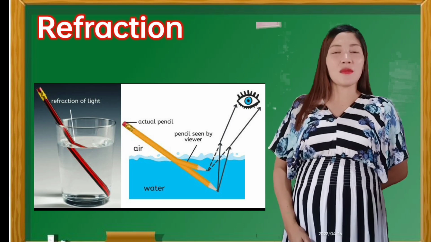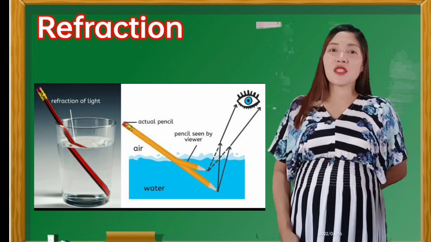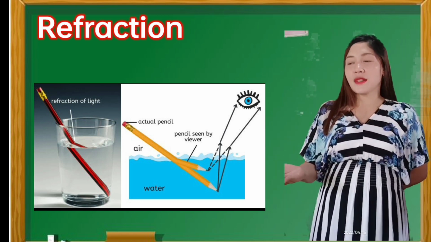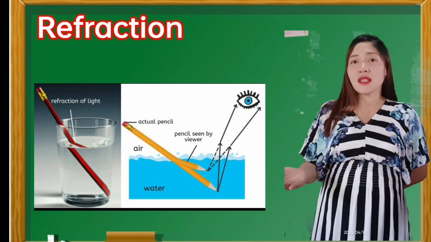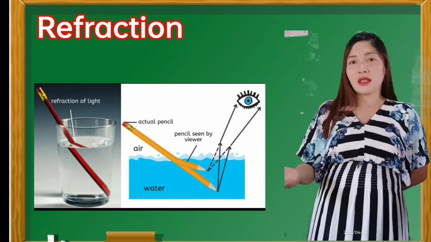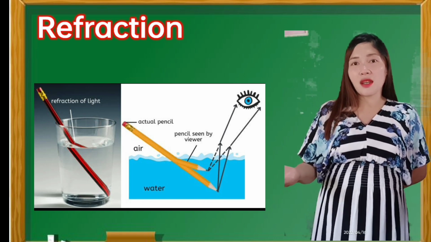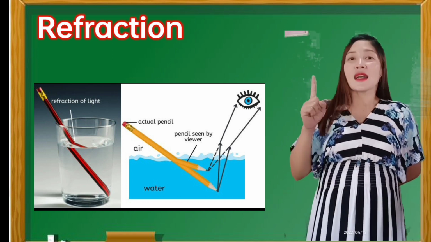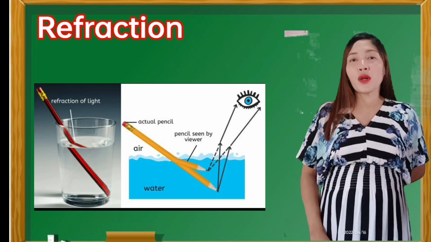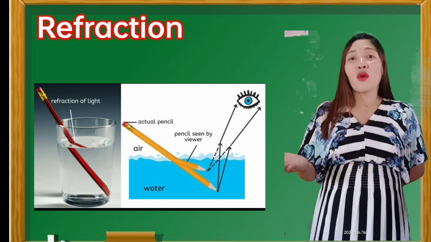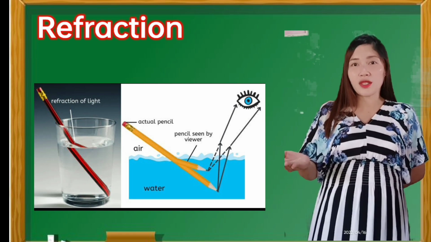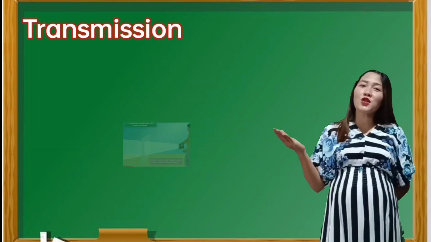Next is refraction. Light bends as it passes through different kinds of materials. Let's study the picture. The body of the pencil is straight, but once we put it into a glass with water, the body of the pencil appears bent. Why? It's because light travels faster in air and slower in water. That explains why the pencil looks bent inside the glass with water. Did you understand?